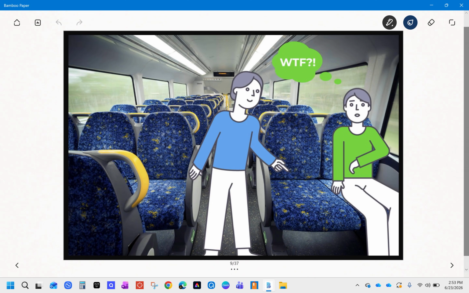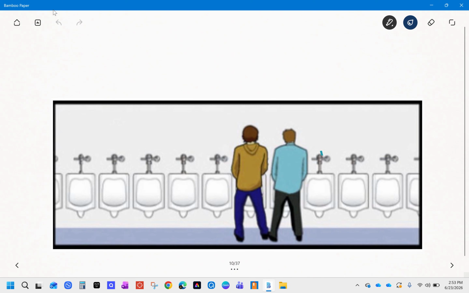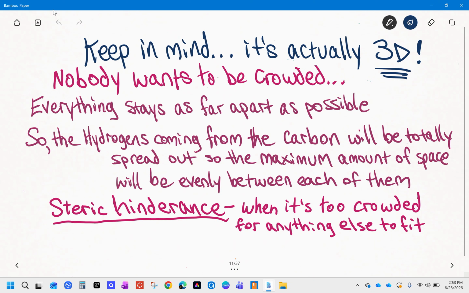So how about this? You're riding on a bus, and other than you, the bus is empty, and somebody else comes on the bus, and they come up and want to sit right next to you. Why, oh, why would they do that? Because there's the whole rest of the bus for them to sit. Why would they crowd you like that? Or guys, has this ever happened to you? You've got this whole line here and somebody comes up and stands right next to you. That's really awkward, right? Well, the electrons and the bonds coming off an atom are the same way.